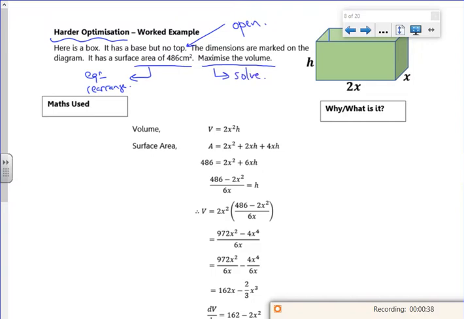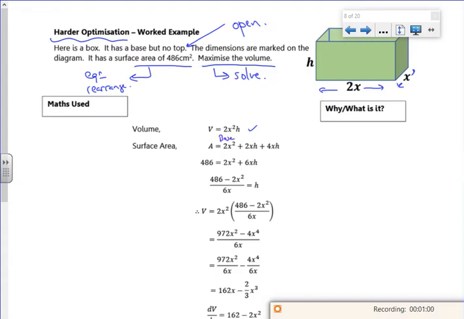Now, if you look at the thing, I've just done it as a worked example, so it's already done for you. We're happy that the volume is the three dimensions multiplied together. The surface area, let's have a look how they've done this then. So 2x squared, that's the base of it, isn't it?